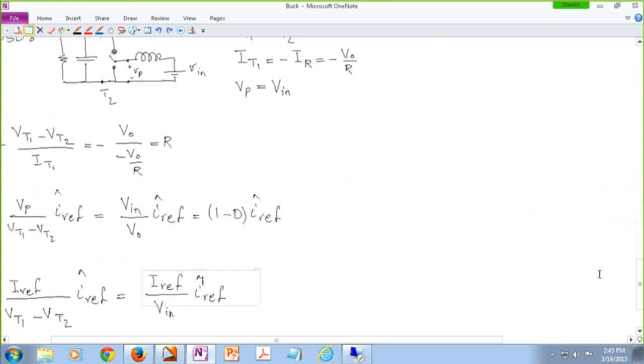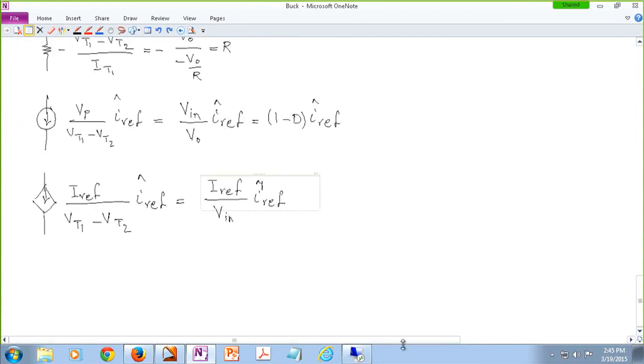So let's write it over here. Now we somehow got, yes, VT1 minus VT2 is V out. Good point. Okay, thank you. So let's take a look at this one.